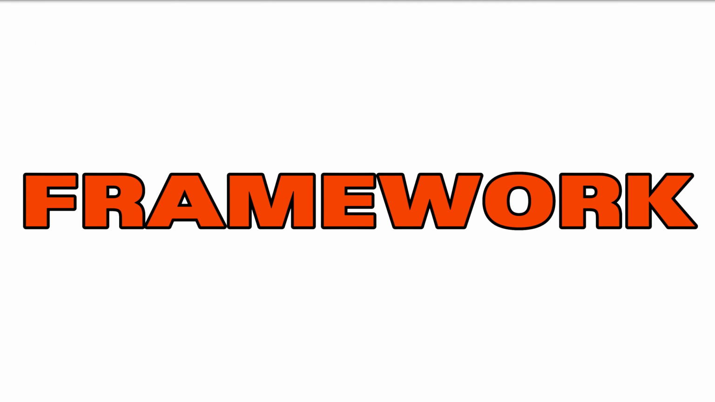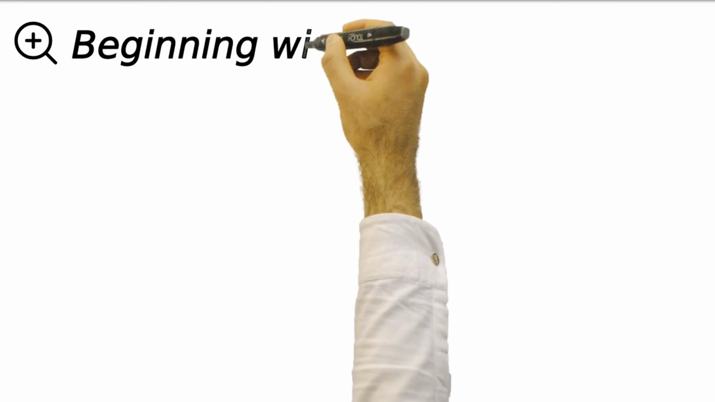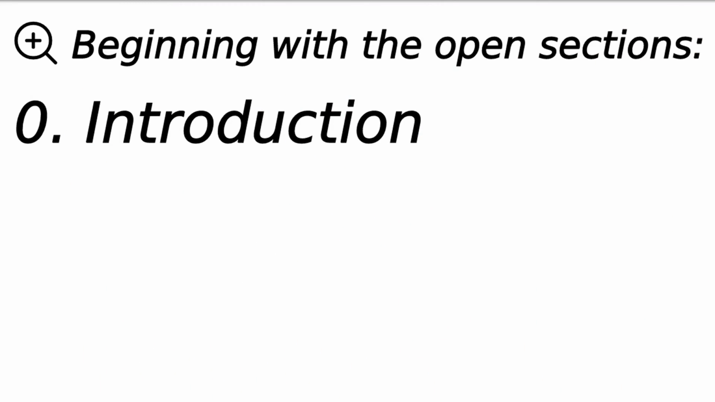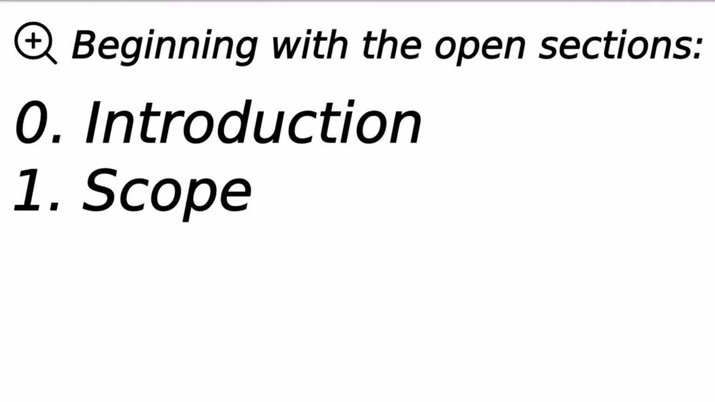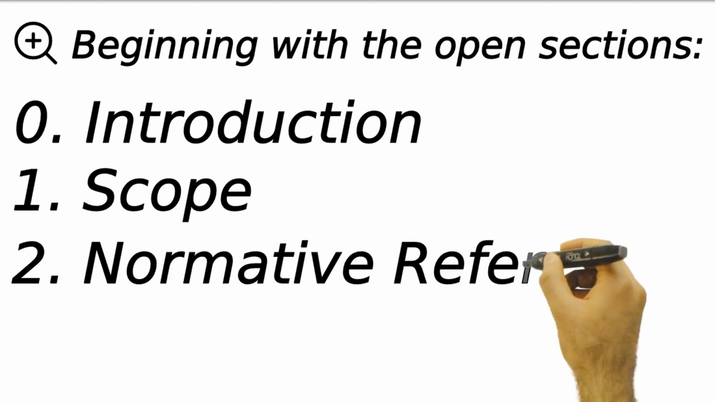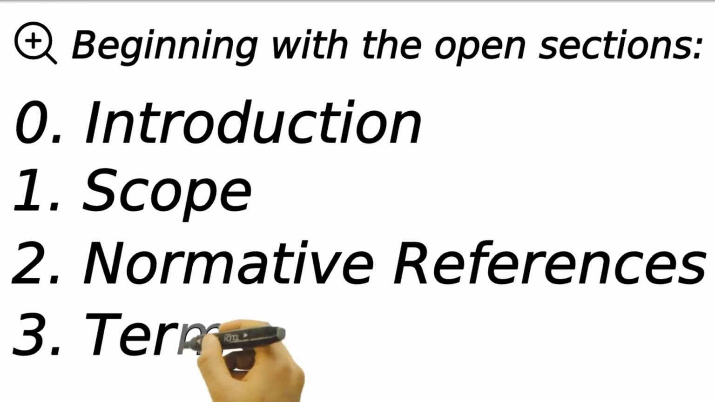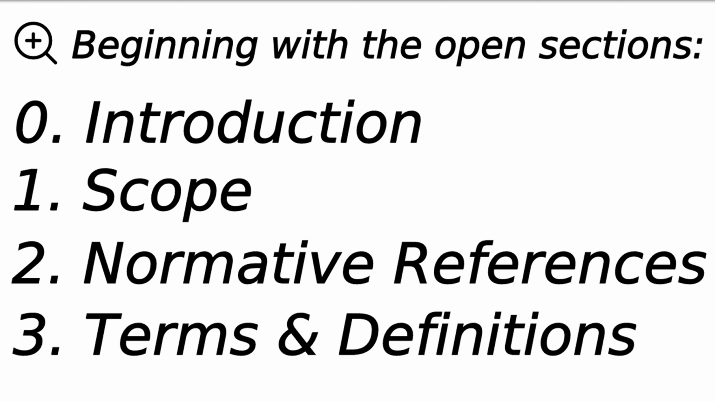Now, let's take a closer look at the sections included in the ISO 27001 framework, beginning with the open sections. Introduction. An overview of the standard's purpose and intent. Scope. Defines which parts of your organization are covered by ISO 27001. Normative references. Lists any external documents that should be considered alongside ISO 27001. Terms and definitions. A glossary to ensure everyone is speaking the same information security language.